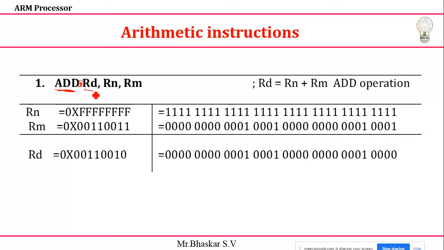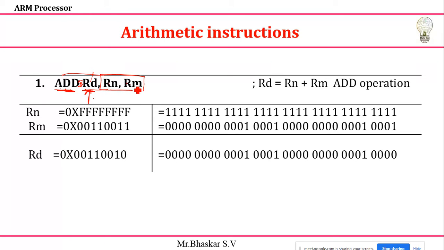So I told you that this is the opcode. These three are called operands. This is the first operand, it's the destination. Next come the sources. The first register is always the destination part. The next two registers we are going to take as the source part.